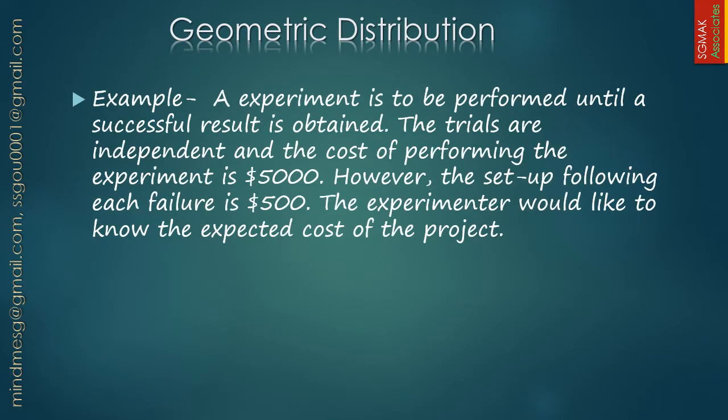Let's look at an example. You have to perform an experiment. You keep performing the experiment until you find a successful result. The trials are independent, and the cost of performing the experiment is $5,000. So every time you perform the experiment, it costs you $5,000. However, when you have a failure, then you've got to set it up again for the next trial, and the setup cost is $500. Now, the experimenter would like to know the expected cost of the project.